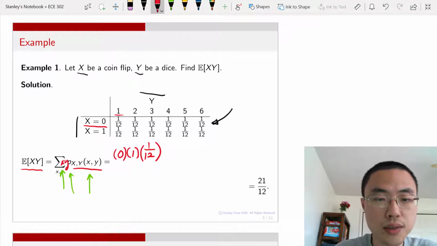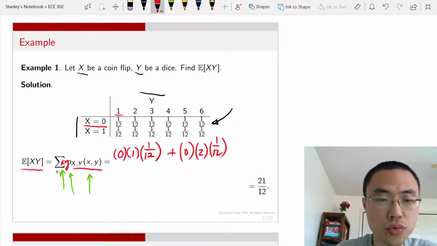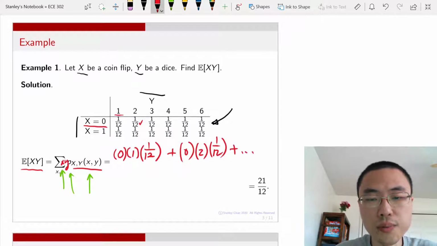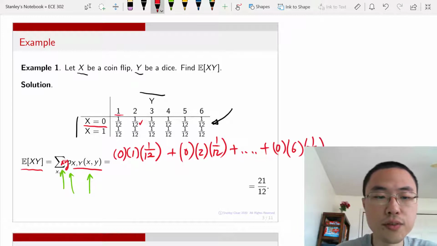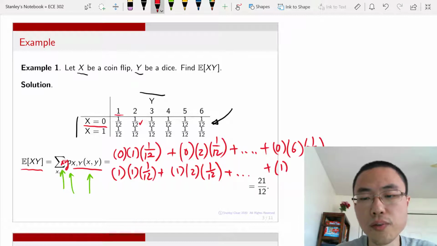Then you have X is still 0, Y now goes to 2, and the probability is 1/12. So that goes to this entry. And then you sum everything up, and then you go to the last one. So it will be 0 times 6 times 1 over 12, and that accounts for the first row. Now, for the second row, it will be similar. It will be 1 times 1 times 1 over 12 plus 1 times 2 times 1 over 12 plus etc., until the last one, you have 1 times 6 times 1 over 12.